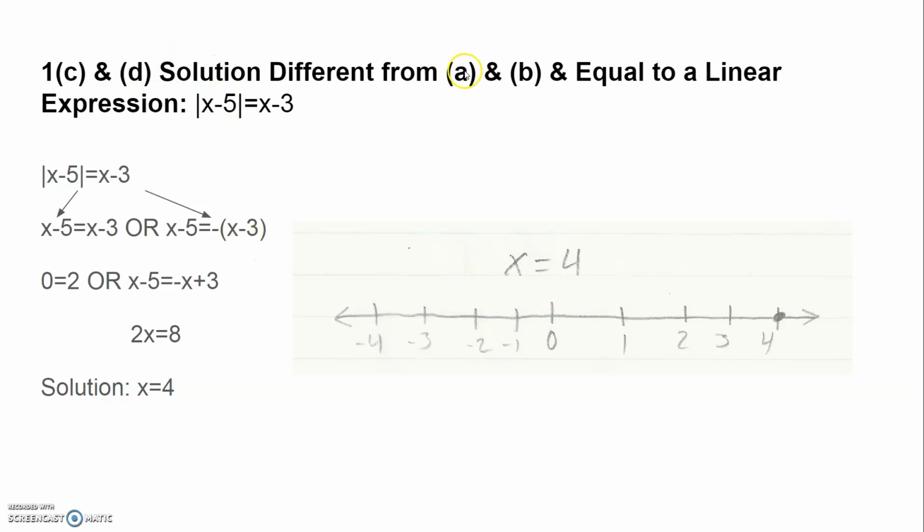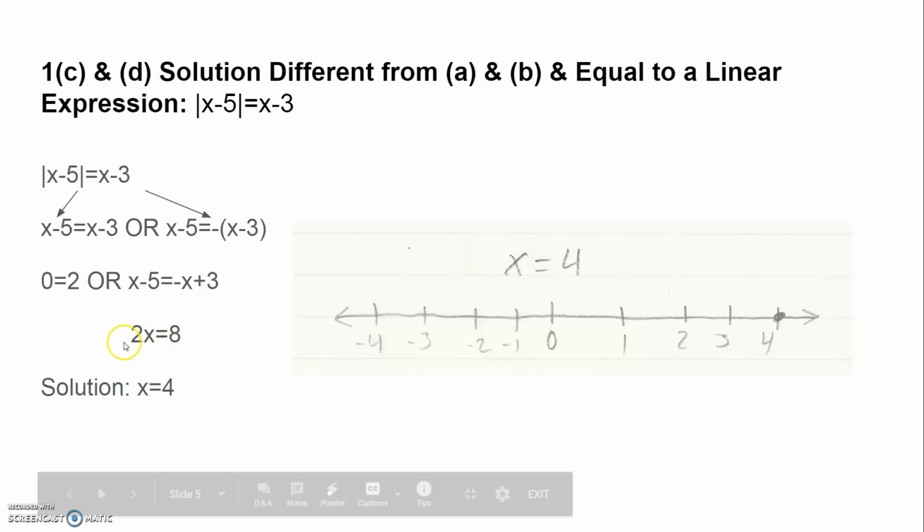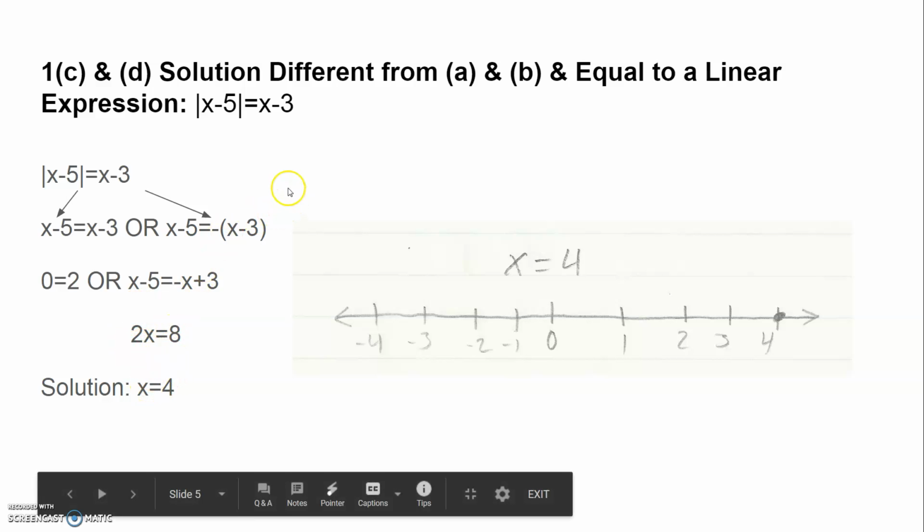This is a solution different from A and B because it's equal to a linear expression. Absolute value of x minus 5 equals x minus 3. Split into two equations, x minus 5 equals x minus 3, x minus 5 equals negative x minus 3. So then you would subtract the 5, and then you would bring the x over, so then you get 0, or you add 5, so you get 0 equals 2. And then over here you would add 5, and then you add the x, you get 2x equals 8, divide by 2, x equals 4.